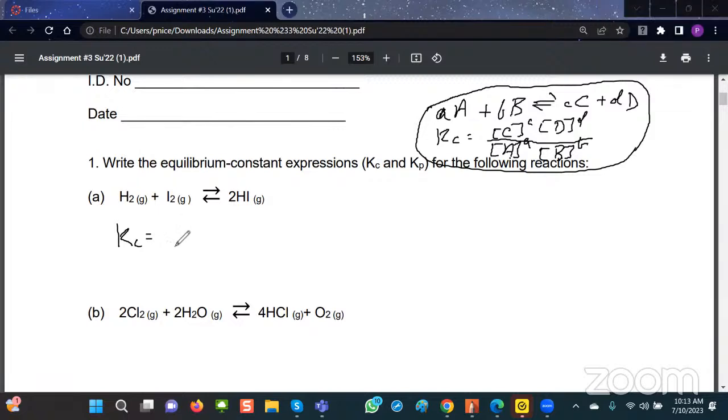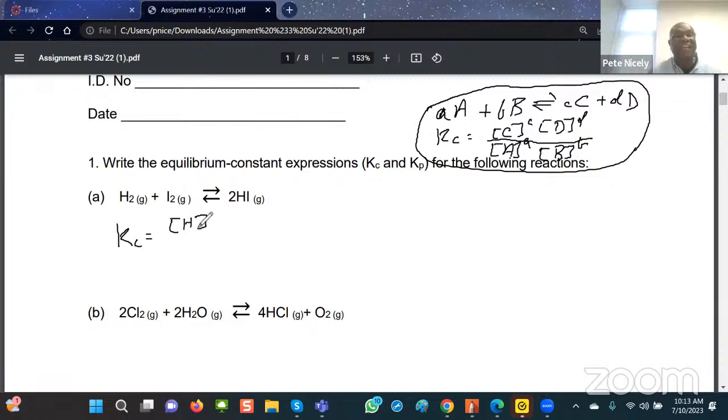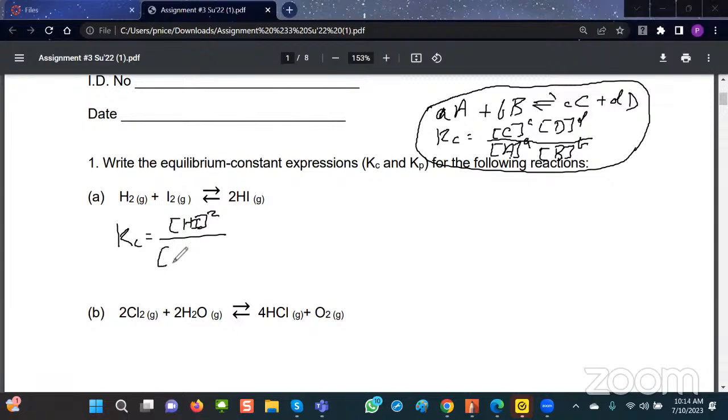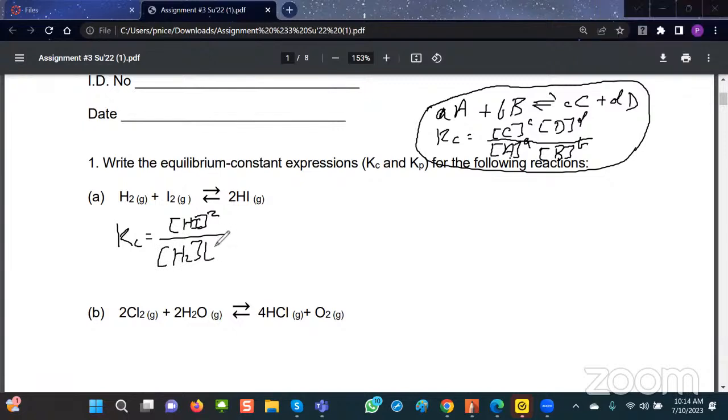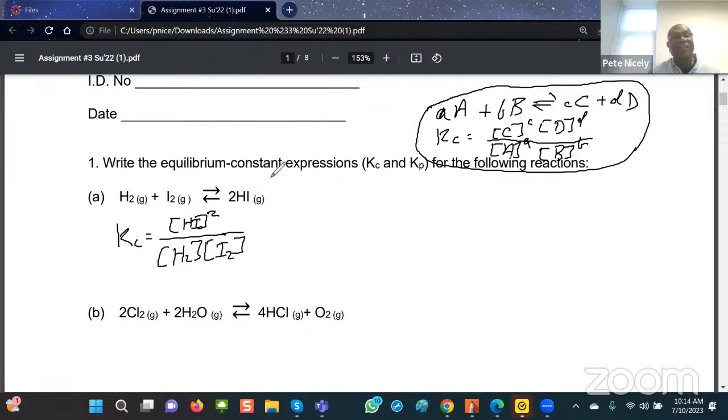Is there concentration of HI raised to the second power? Okay, the concentration of HI raised to the second power divided by the concentration of H2. Anything else? Then the concentration of I2. Exactly. So that's basically how you do the Kc.